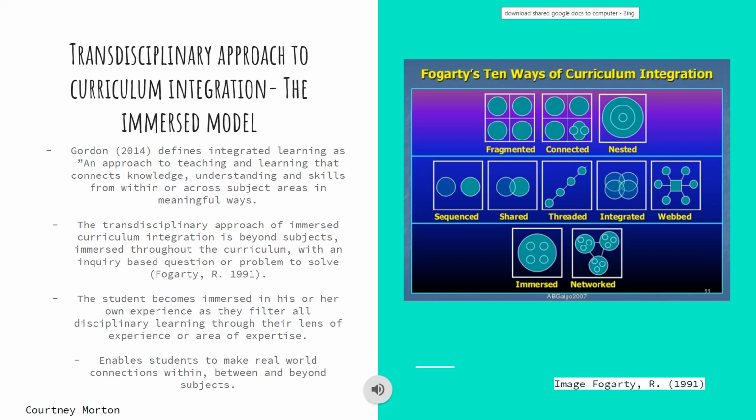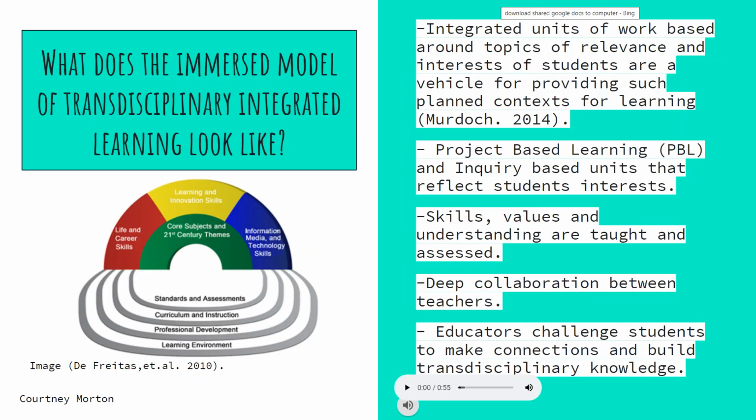Students are agentic in their own learning, making real-world connections with what they are learning within, between and beyond subjects. What does the immersed model of transdisciplinary integrated learning look like? Well, integrated learning is generally organised into units of work based around current events, topics of relevance, and interests of students, which are a vehicle for providing contexts for planned learning. Project-based learning, or PBL, and inquiry-based units that reflect students' interests.